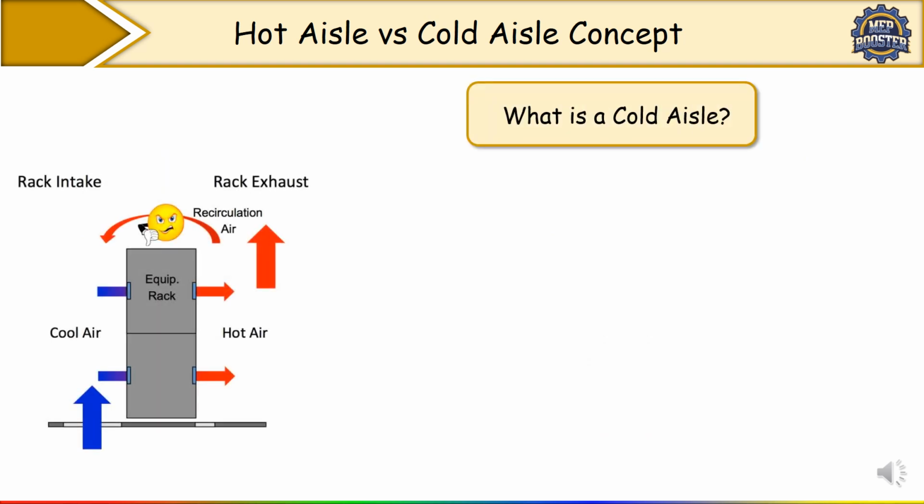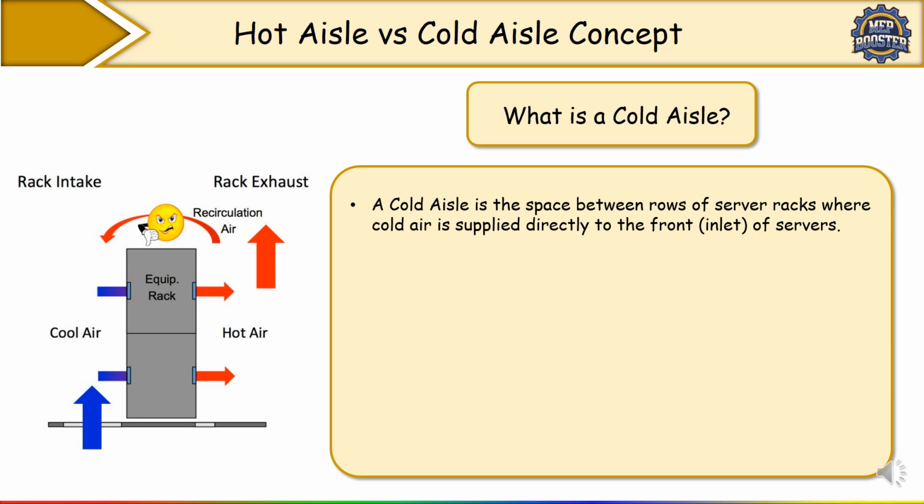Now here we'll discuss one by one what a cold aisle is in detail. Okay. So a cold aisle is the space between rows of server racks where cold air is supplied directly to the front of the server. So this is the area where cool air is supplied directly to the server. Simple. Okay.